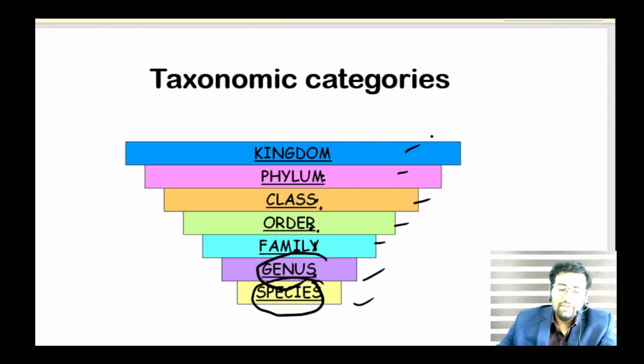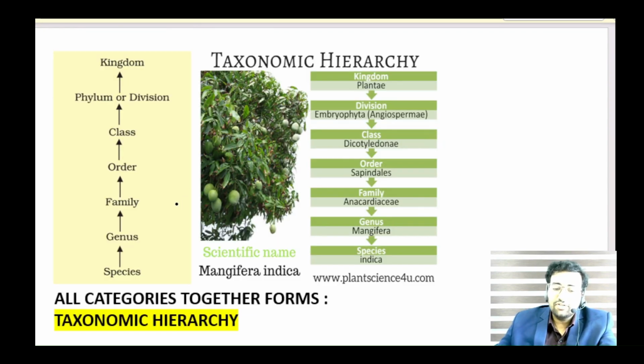I will explain what is species, what is genus, what is family, what is order, what is class, what is phylum, and what is kingdom. We are going from the lower side to the upper side. This is the order of the taxonomic hierarchy. What do we call this kind of order? The taxonomic hierarchy.